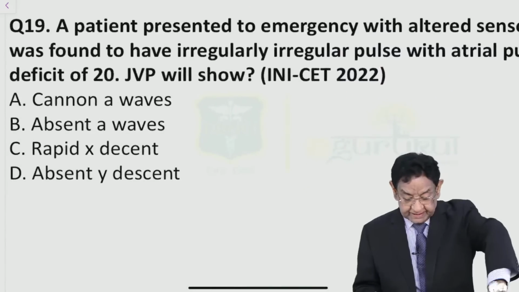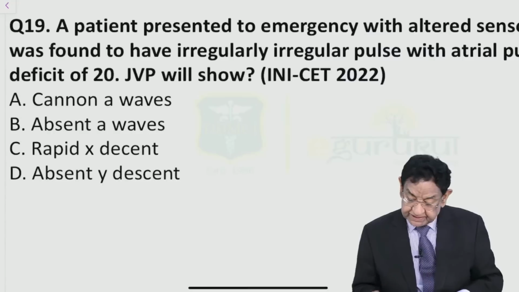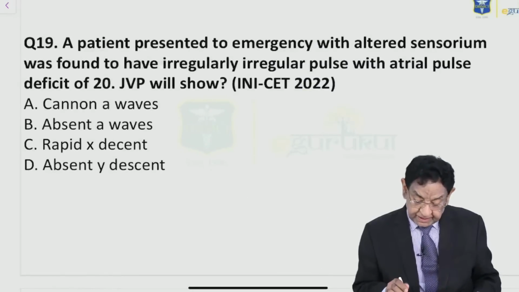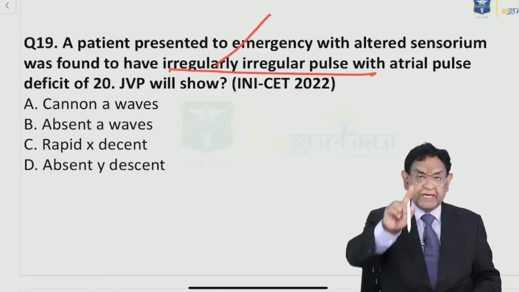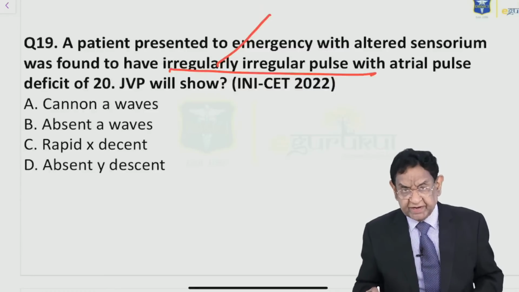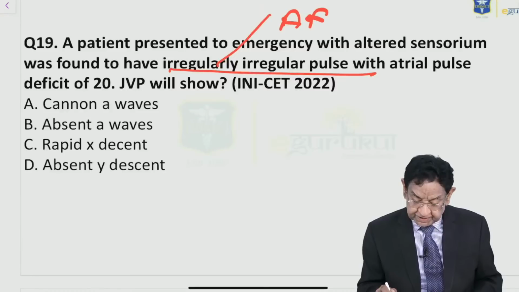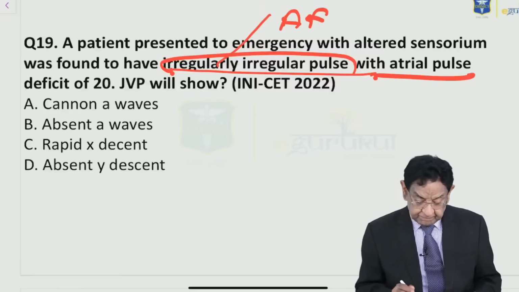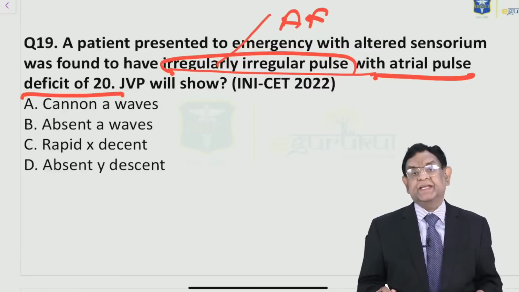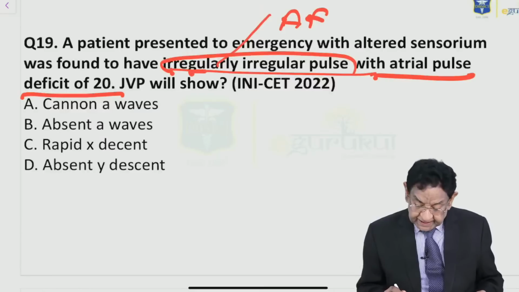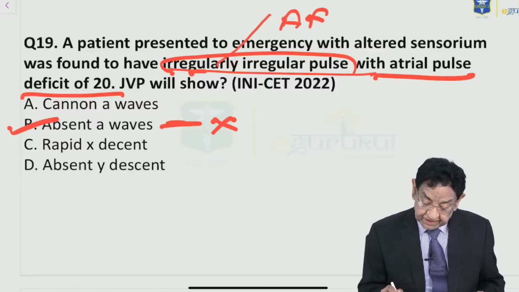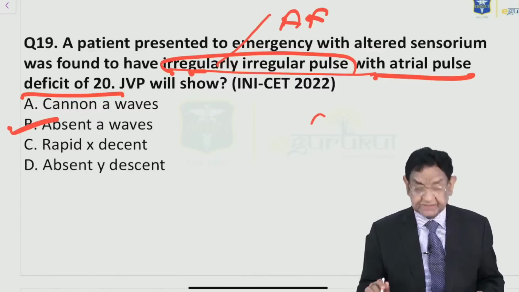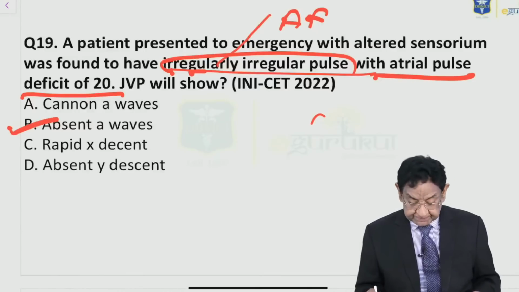Question 19. A patient presented to emergency with altered sensorium and irregular pulse. There is only one condition where we have an irregular pulse, that is atrial fibrillation. If you are getting this, you are getting atrial fibrillation. This is a pulse deficit of 20. This is again seen in AF. And in AF, the A wave is absent. It's a very simple question. Can't afford to miss this question. The A wave will be absent.